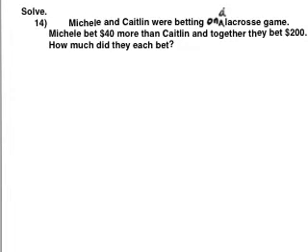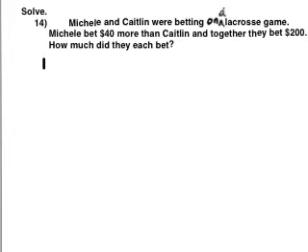Michelle and Caitlin were betting on a lacrosse game. Michelle bet $40 more than Caitlin, and together they bet $200. How much did they each bet? These kinds of word problems can be done with one variable, or with two variables. It's up to you. Now you know how to do it with two variables, but perhaps I should show you both ways.